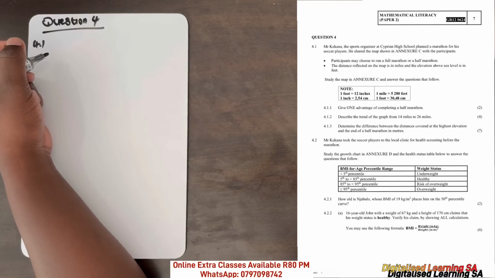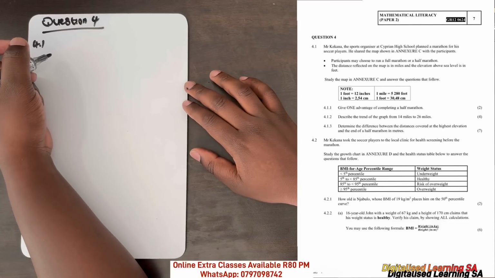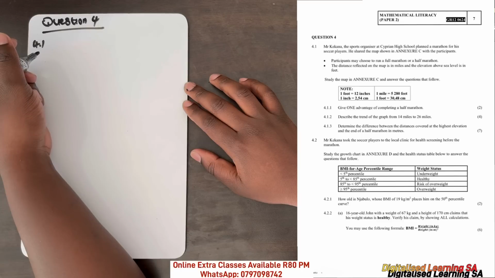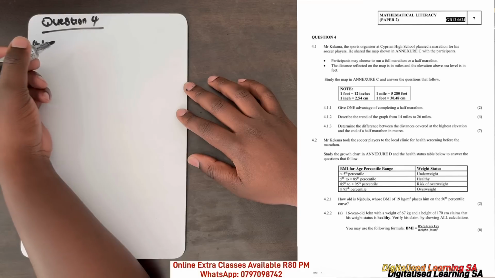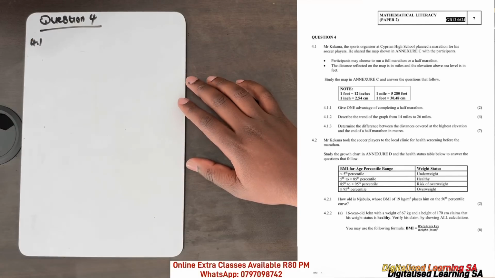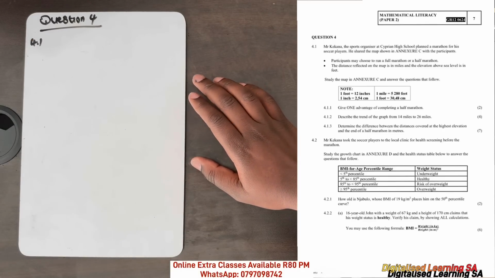We are told to study the map in Annexure C and answer the questions that follow. We are also told that 1 foot is equal to 12 inches and 1 inch is equal to 2.54 centimeters. And again, 1 mile is equal to 5,280 feet and 1 foot is equal to 30.48 centimeters. So we are going to start with the first question, which is question 4.1.1.